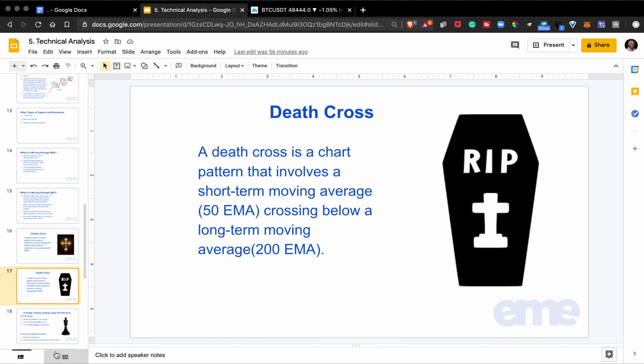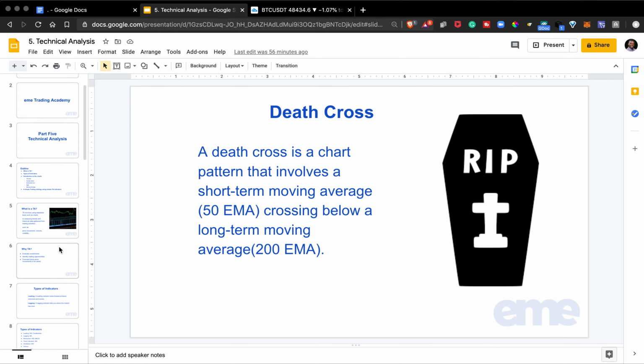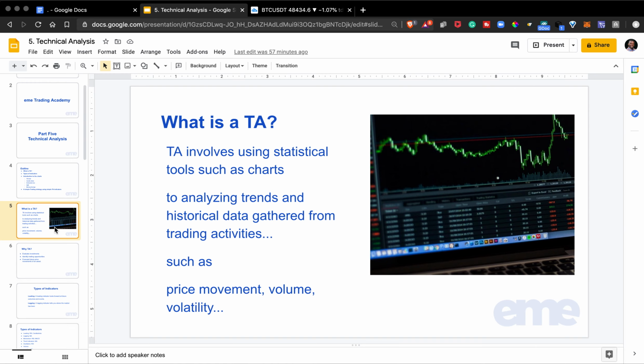All right. So that is just an introduction to technical analysis and the way it works. In technical analysis, you want to use statistical tools such as chart patterns to analyze trends and data gathered from trading activities, right? You want to look at the price movement, the volume, and the volatility. What happens when there's an increase in volume? Does price go up or down? These are questions that you are asking as a technical analyst. What happens when there is a lot of volatility in the market? How does that influence my trading?